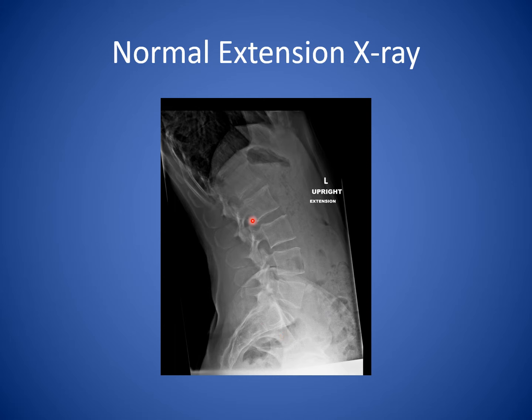The extension X-ray is the corollary of the flexion X-ray, and it's quite valuable to look for alignment. There are slips that you might see on flexion that reduce on extension, indicating some instability, versus a slip which does not correct on extension, indicating a more stable nature.